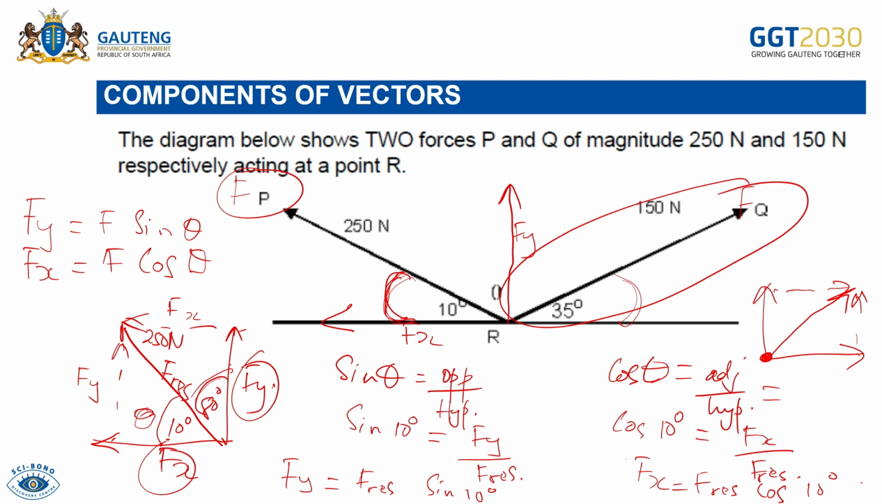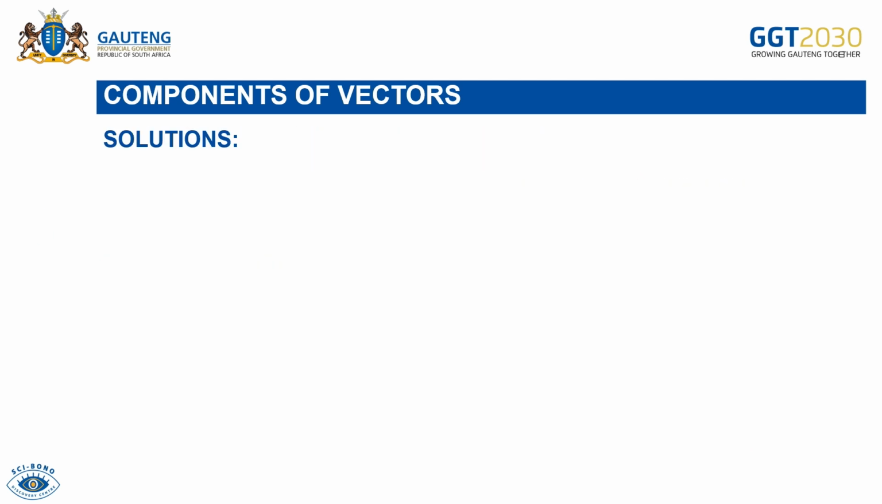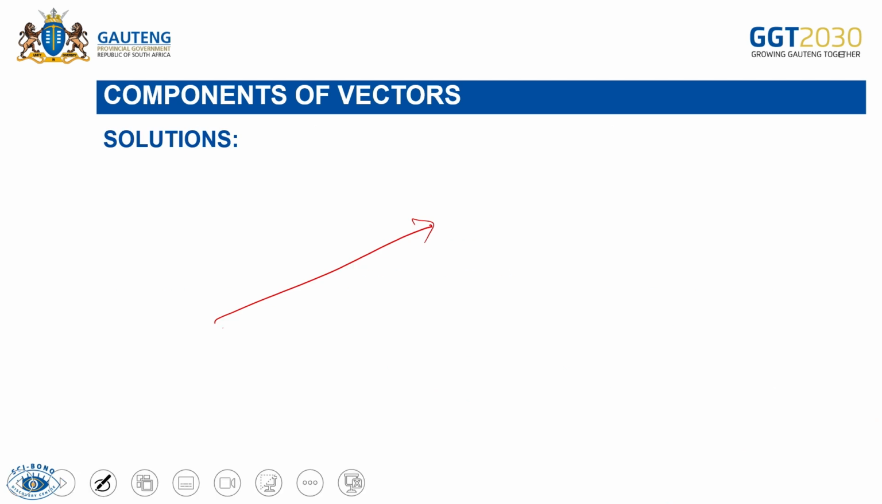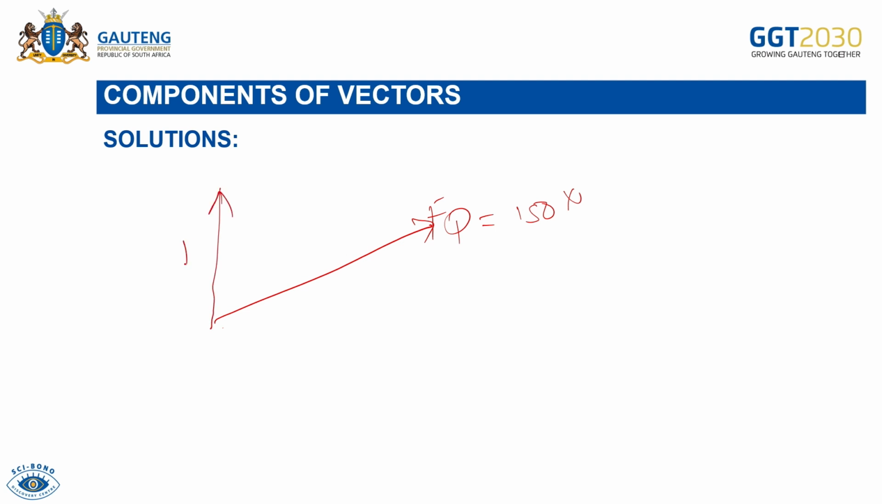Okay, for Q. Q is like this, right? The angle here, let's check the angle. The angle is 35. 150 is the magnitude. So Q or FQ is given by what? It is 150 Newtons. And what is the angle here? It is 35. But first thing that we need to do is to resolve. How do we resolve? This will be your Fy, and then this will be your what? Your Fx. How are you going to see whether you have resolved correctly or not?